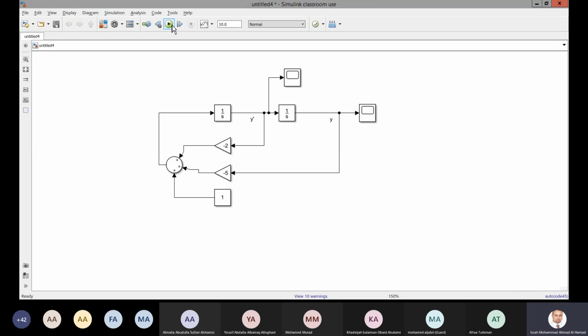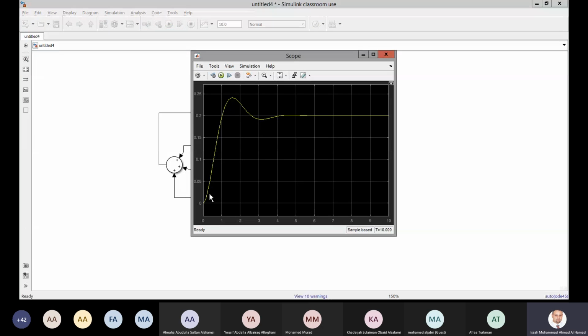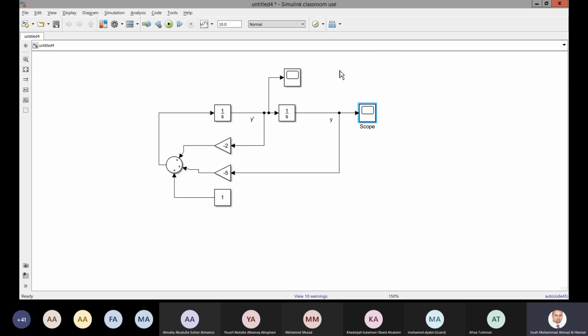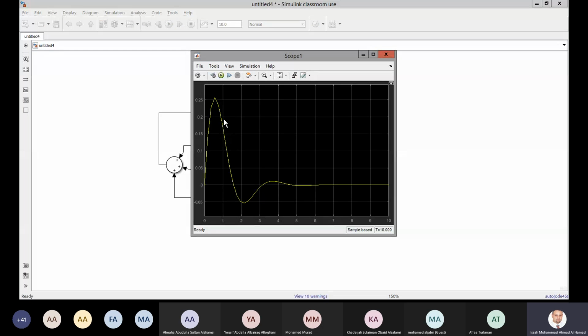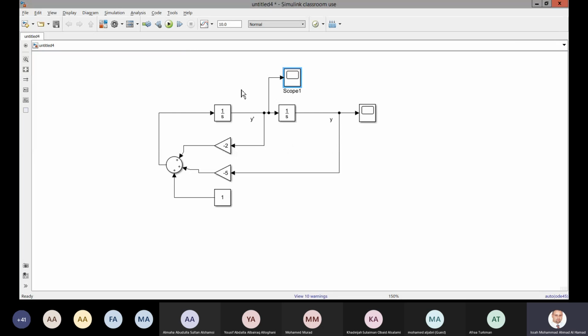I will run now. Let me check the solution of y. This is y. Okay, this is the solution for the differential equation. This is y versus time. If you are concerned about y prime, it is something like this. This is y prime versus time. Okay? I will close this now.